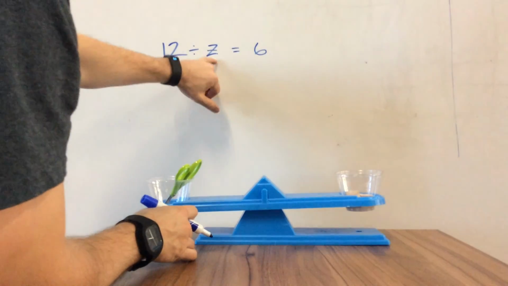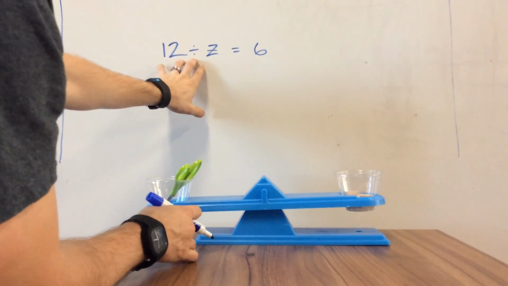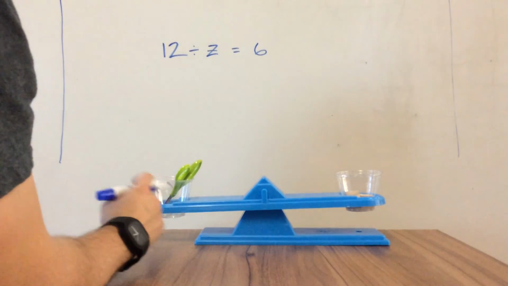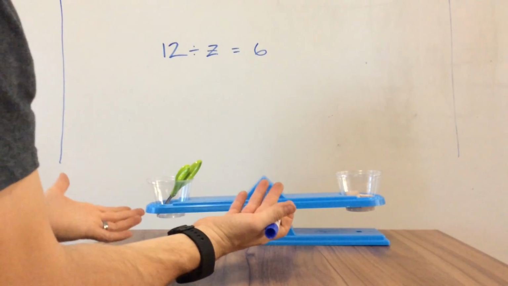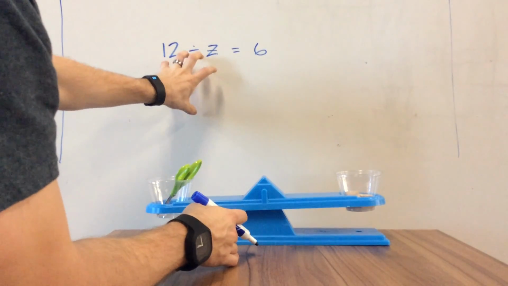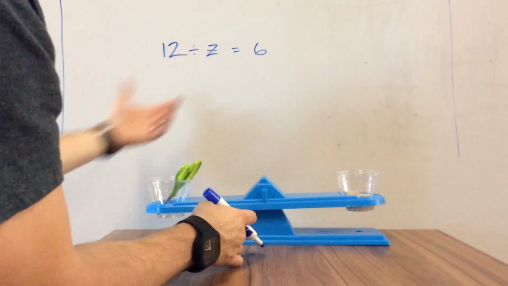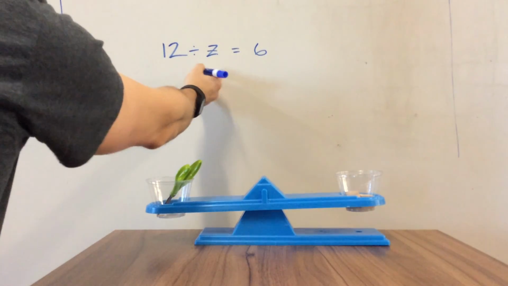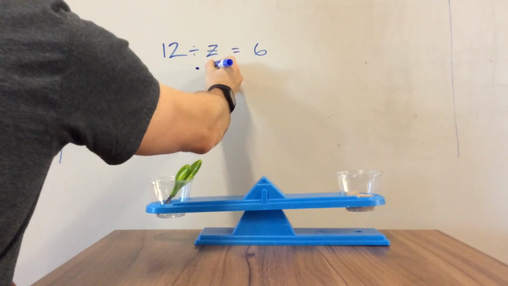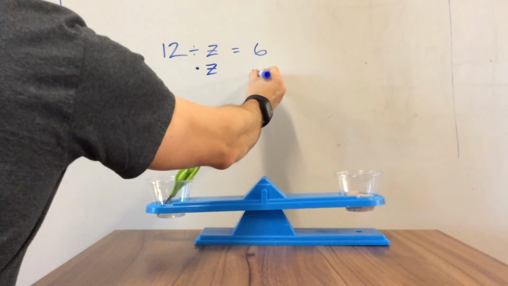So I want this variable by itself. Right now it's stuck with 12 divided by that z. If you've got your head wrapped around fact families, I know I keep saying that, but that's how I taught the lesson to everybody else. If you understand fact families, you already know the answer to this question. 12 divided by something equals 6. Well, how do we undo division? We do the opposite and we multiply. So I'm going to multiply this side times z. I have to do the same thing on this side.